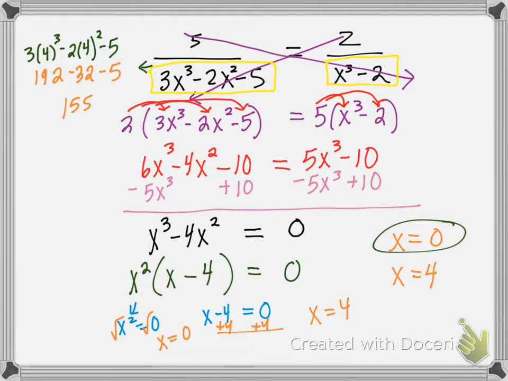Now let's plug in a 4 in for x here. So that would be 4 to the third minus 2. I already know that this will not give me a 0, right? 64 minus 2. So 4 is also a solution, so the two solutions would be 0 and 4.